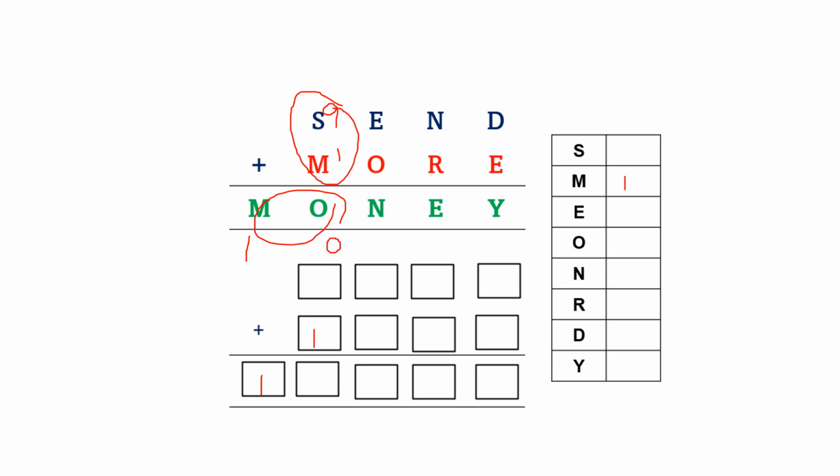Okay. So with this assumption, we are going to assign S is equal to 9. 9 plus 1 is equal to 10 we will get. So here we can update this value in the table. The O value is 0 and this S value is equal to 9. Okay. So now we got 9 plus 1 is equal to 10. What about the value of E plus O is equal to N?